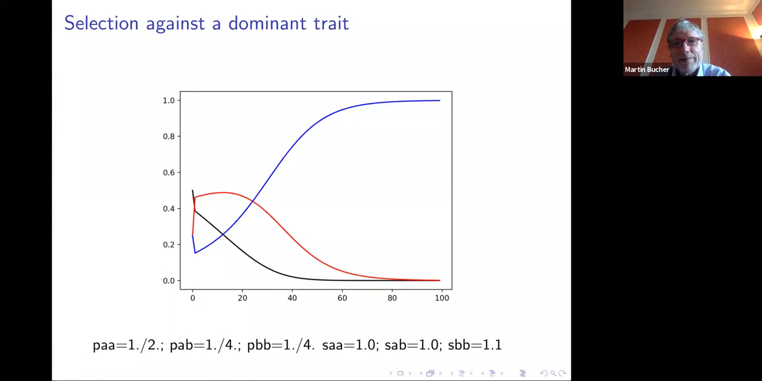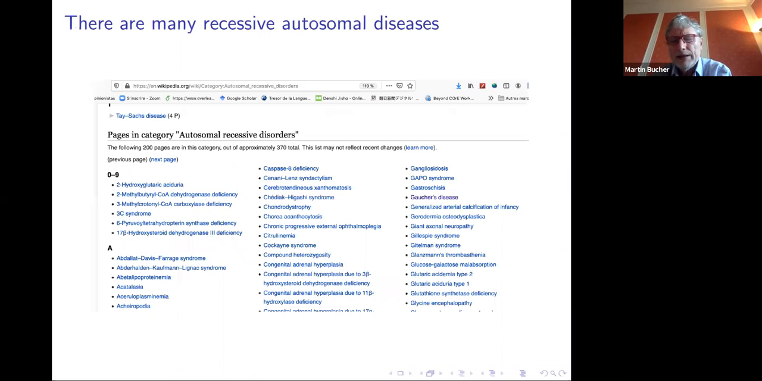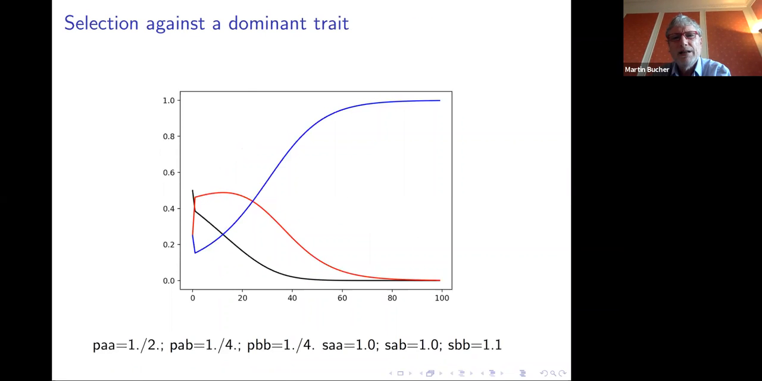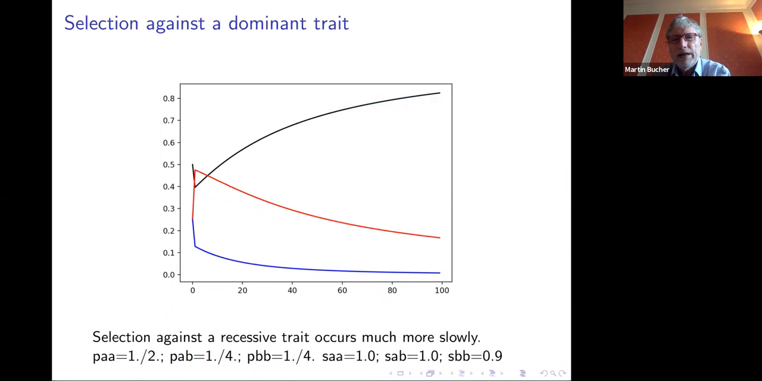And let's see, here we have selection against the dominant trait. So this is also trivial. I mean that one dominates over the other. So the dominant trait disappears. And let's see, where did I? Oh, this is mislabeled. It should be a recessive trait.